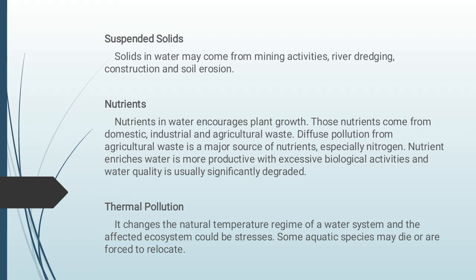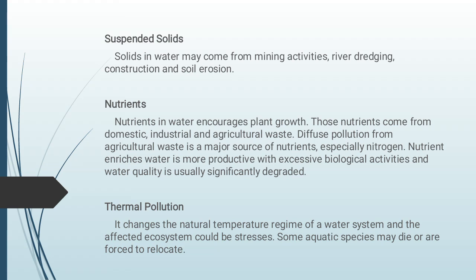Suspended solids. Solids in water may come from mining activities, river dredging, construction, and soil erosion. Nutrients. Nutrients in water encourage plant growth. Those nutrients come from domestic, industrial, and agricultural waste. Diffuse pollution from agricultural waste is a major source of nutrients, especially nitrogen. Nutrient-enriched water is more productive with excessive biological activity, and water quality is usually significantly degraded.